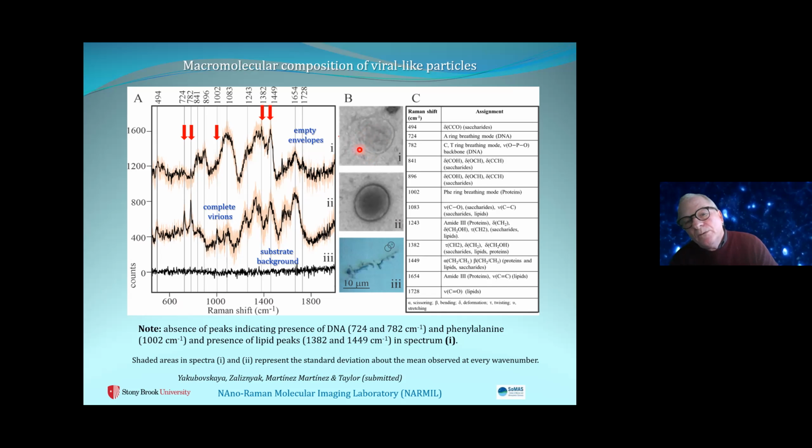Okay, so we were seeing these empty, what we think are empty membranes, and sure enough, when we took Raman spectra of them, that's the upper spectrum here, we did not see any signature for DNA or a minimal signature for DNA. We didn't see a signature for phenylalanine, but we did see signatures for the lipids. And so our interpretation of this is they are empty envelopes. We don't know why they're empty, but they were in the sample, and we can recognize them from their Raman signature.